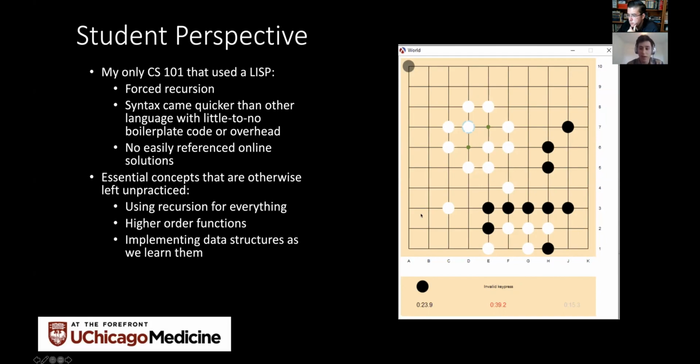And then finally, I gained some really invaluable experience in having to use recursion and higher order functions and implementing data structures, which most introductory classes just don't practice as much. If you look at the screenshot to the right, that is the final project for this introductory class, which is a playable version of the ancient board game Go.